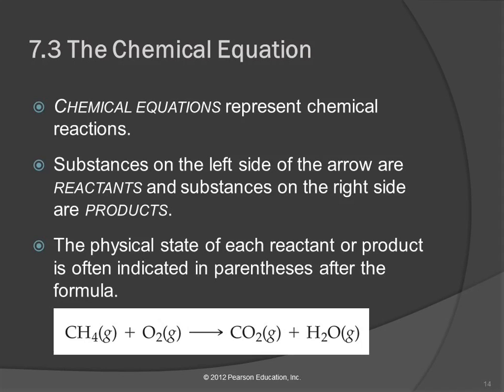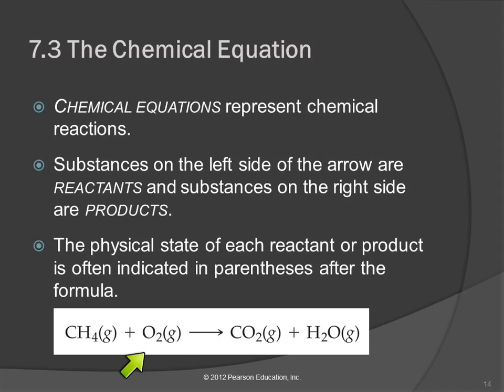Chemical equations. Chemical equations are a sort of shorthand representation for a chemical reaction. They describe a chemical reaction, and we have different types of equations. The substances on the left side of the arrow are called the reactants, and the substances on the right are the products. So here we have an example.